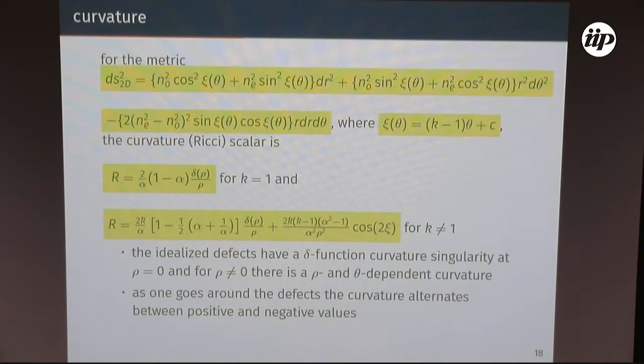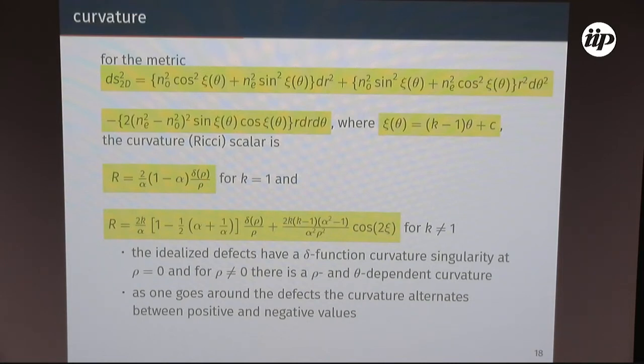Maybe I should skip this or go very briefly. That's the same general metric. This is just the curvature scalar, but I want to show this part here. If k is equal to 1, the curvature scalar, the Ricci curvature, is singular at the origin. But if k is not 1, besides the singularity, you have something that goes like 1 over rho square in this case. So this makes the defect quite different. So the question was, okay, if k equals 1, we have a cosmic string. Can we have cosmic strings if k is not 1?